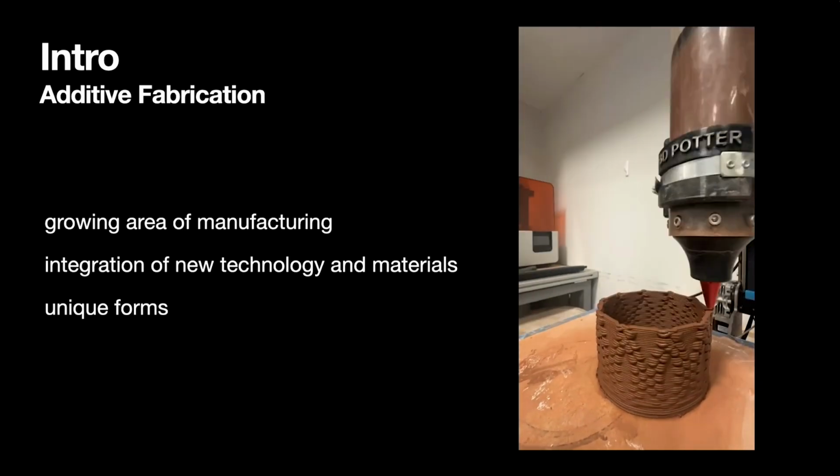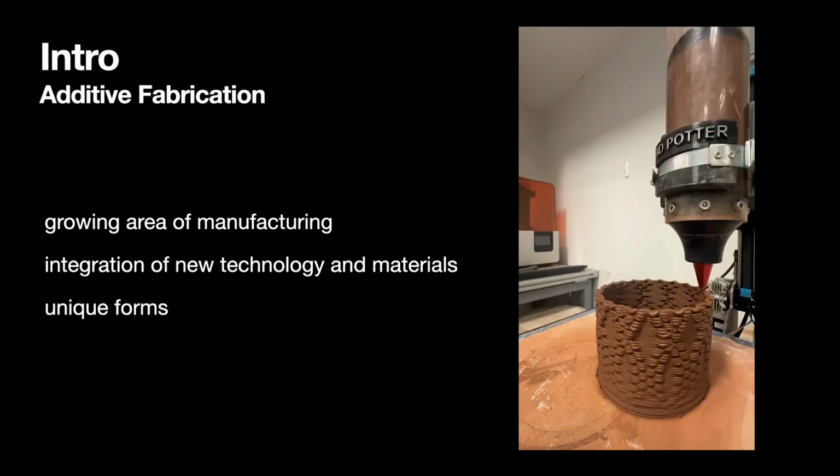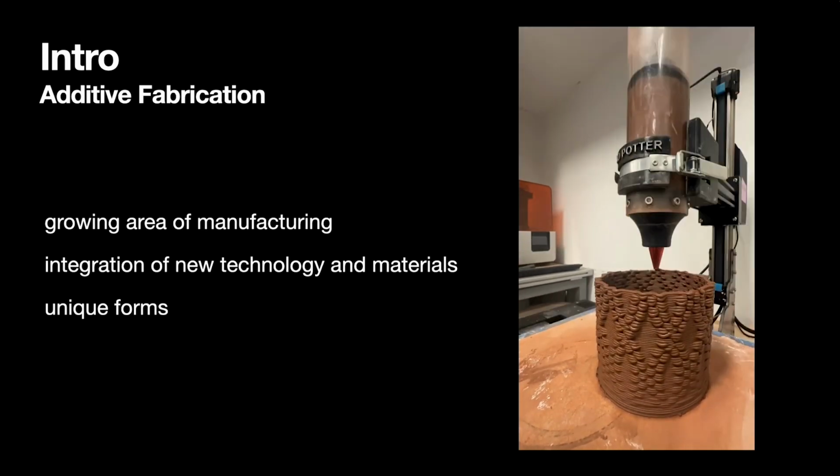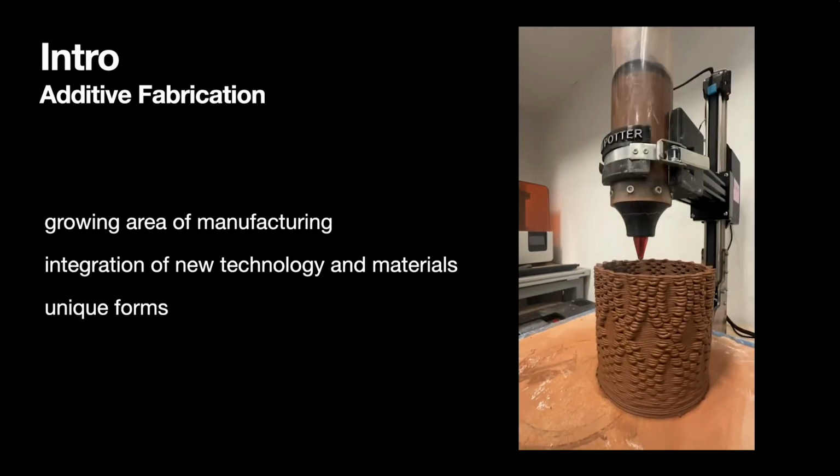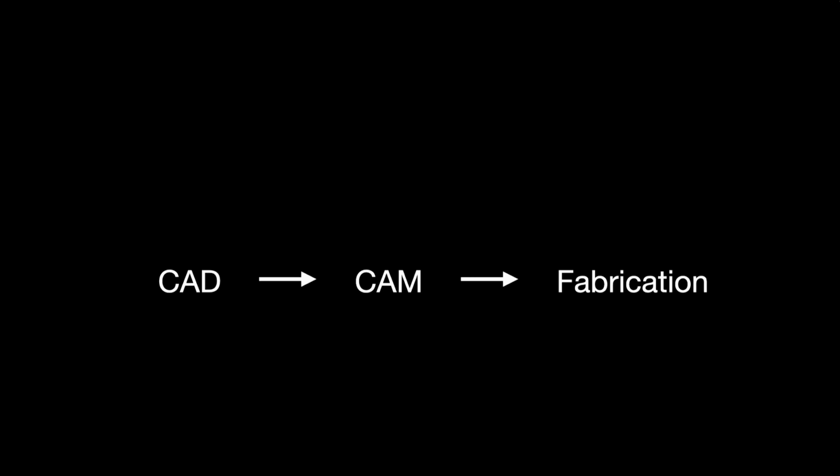Additive fabrication is a growing area of manufacturing that integrates new technology and materials to generate unique forms. Traditional additive manufacturing design processes involve designing the form through a CAD tool, preparing that form for fabrication through a CAM tool, and then fabricating the form with a digital fabrication machine.